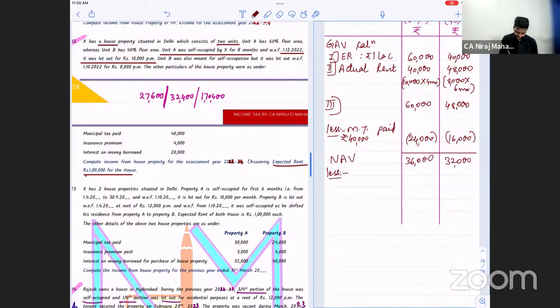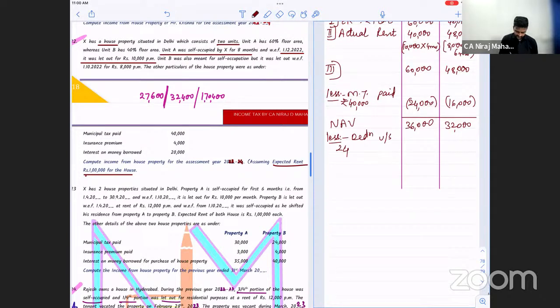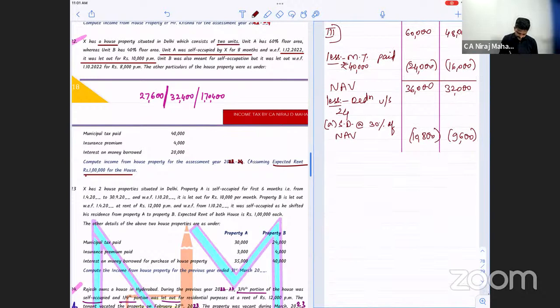Less reduction under section 24. A, standard deduction at the rate of 30% of NAV: 10,800 and 9,600. And B, any kind of adjustment in interest on borrowed capital, nothing. No complication there, no?